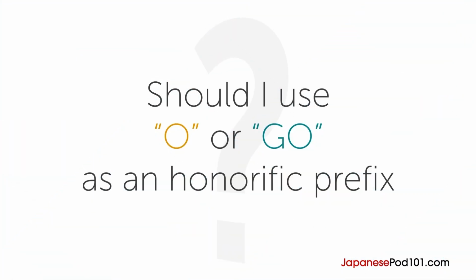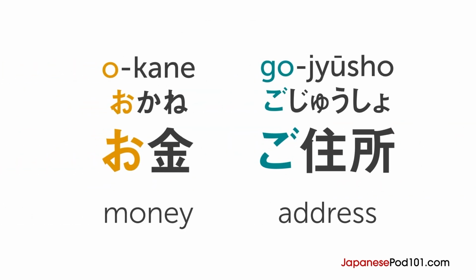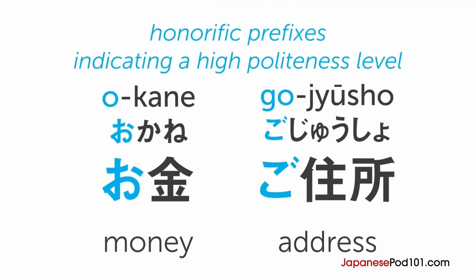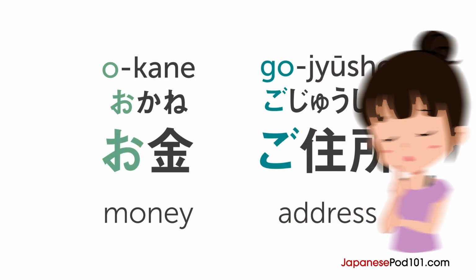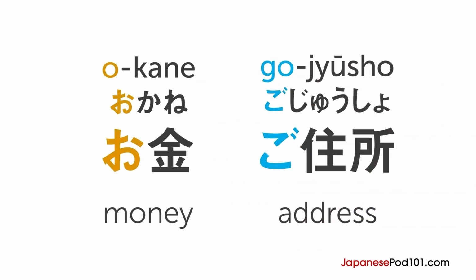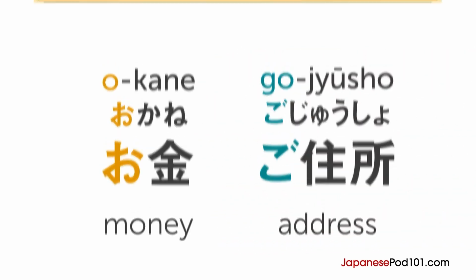The question for this lesson is, should I use o or go as an honorific prefix? You have probably seen words like okane, gojusho, and learned that o and go are both honorific prefixes to indicate a high politeness level. However, you may be not sure about when you should use o and when you should use go. So what's going on here?